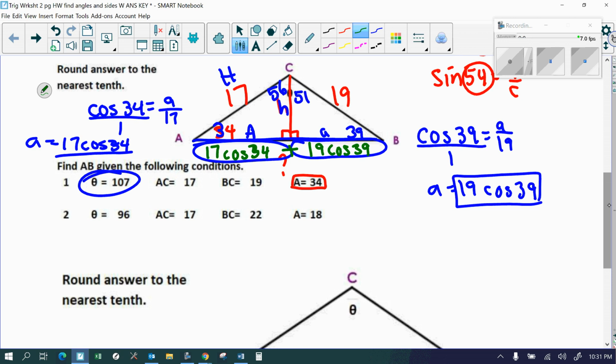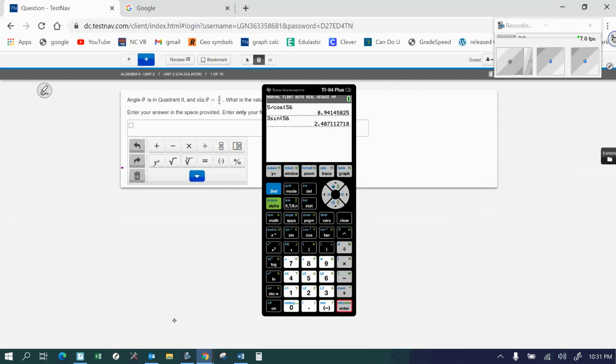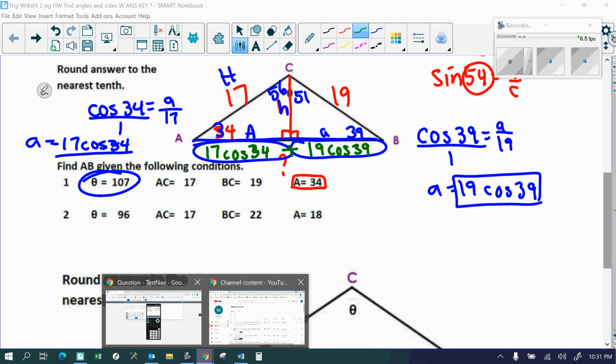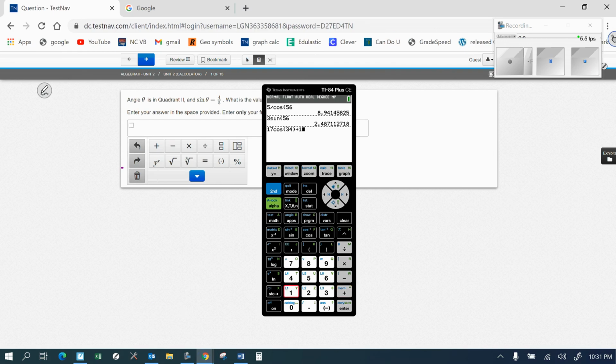So I'm having to use SohCahToa twice to get each individual piece and add them together. 17 cosine 34, parentheses, plus, what's my other one? 19 cosine 39, equals. Notice I am not doing them individually and then rounding those. I add the exact answers together, and only round at the end. I do not round beforehand.